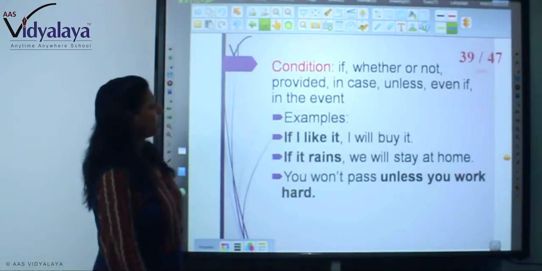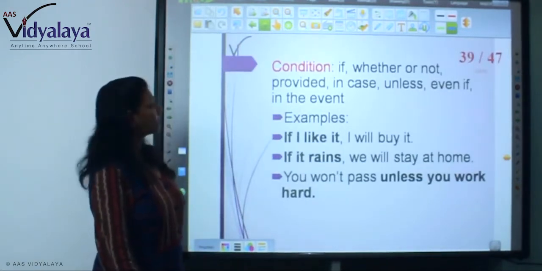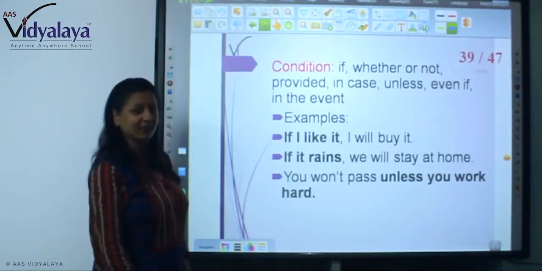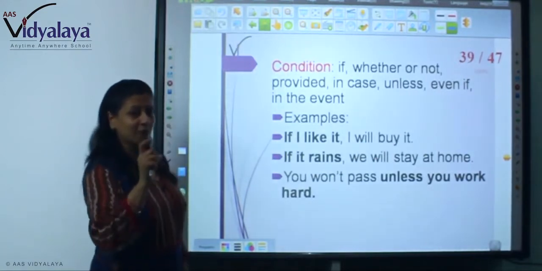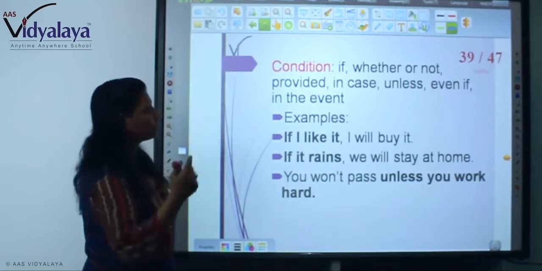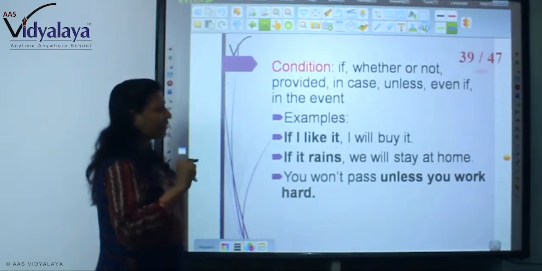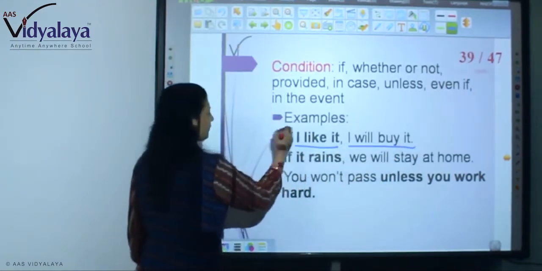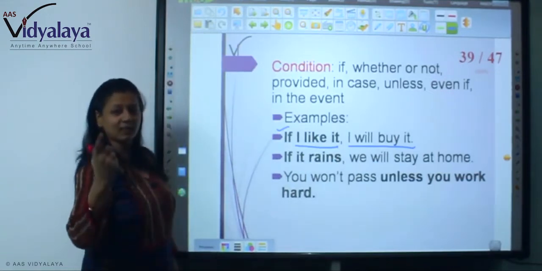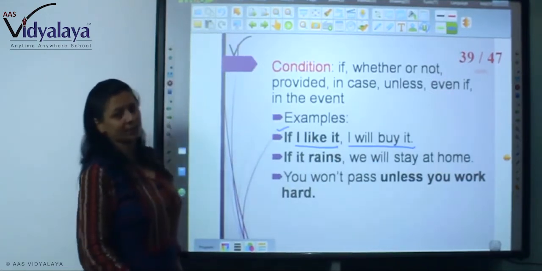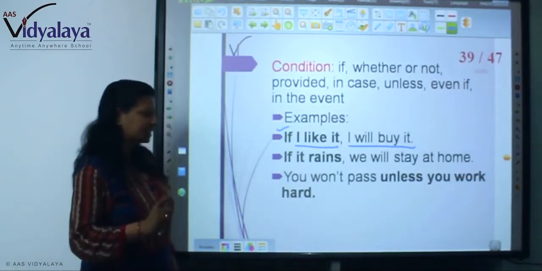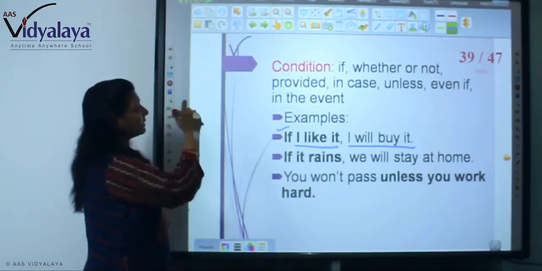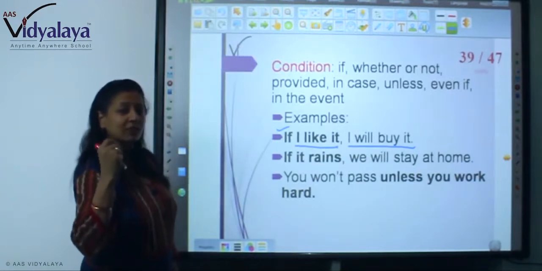Now condition: if, whether or not, provided, in case, unless, even if, in the event. So these are the conditions. If you want to put some condition, you will have to put this conjunction. If I like it, I will buy it. So if is a condition. If it rains, we will stay at home. You won't pass unless you work hard. So all these are your adverb clauses. Try to understand. These are the words that are giving you the clues.